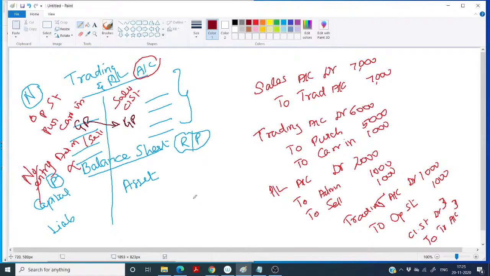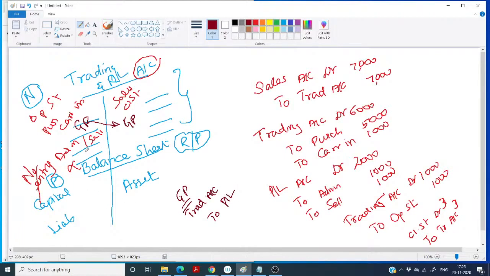For this, the journal entry is for transferring the GP. The entry is very simple. For the GP, it is transferred from trading account to P&L account. Otherwise, it is going to be credited in the P&L account and debited in the trading account, and to profit and loss account. That's how we can pass the entry for the gross profit.